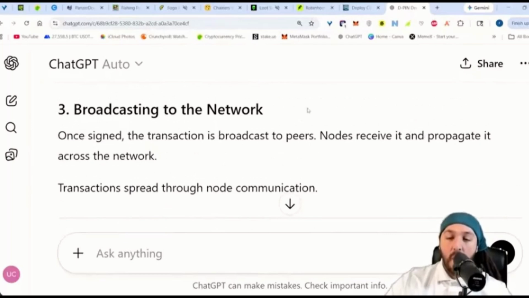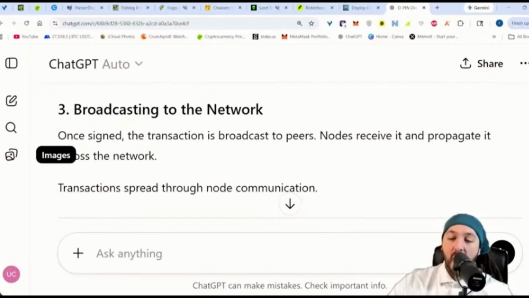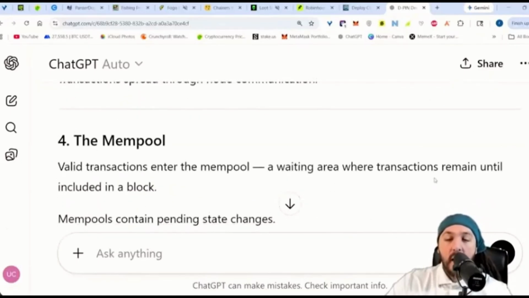Broadcasting to the network. Once signed, the transaction is broadcasted to peers, right? Nodes receive it and propagate it across the network. They send a copy of it all over the place to different nodes for validation. Transaction spreads through node communication. And a lot of blockchains could be slightly different, but this is the foundation, right? This is the basis of how things work.